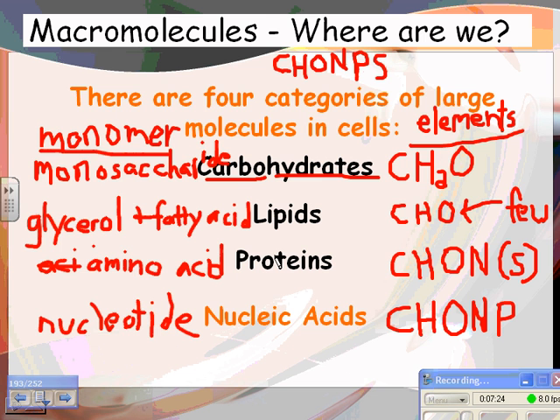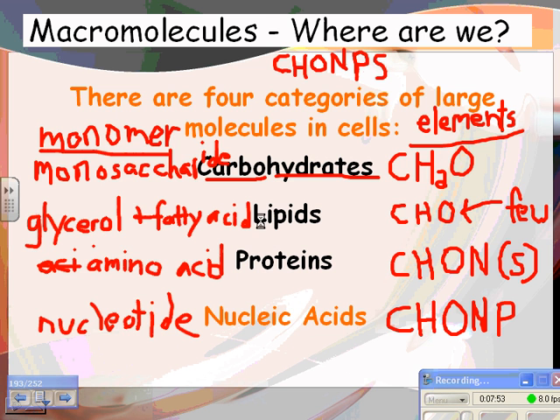So you'll have a chart like this that you'll have to fill in. You'll also have a column that'll say polymer. So the carbohydrate polymer is a polysaccharide instead of a monosaccharide. The protein polymer is a polypeptide instead of an amino acid. I really wish this were a monopeptide, but it's not. They're called amino acids. And the polymer of a nucleic acid you can just call a nucleic acid, or you can call it a polynucleotide.